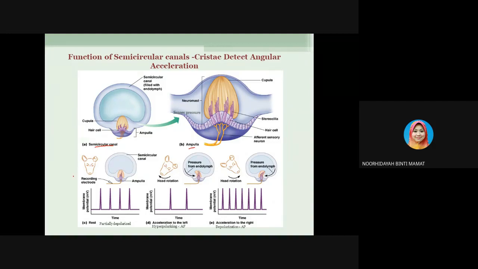So at rest, the organ will partially depolarize. But when the animals have acceleration to the left, so this is the head rotation movement, they will have hyperpolarization, and it will decrease the frequency of the AP, as you can see from this graph.